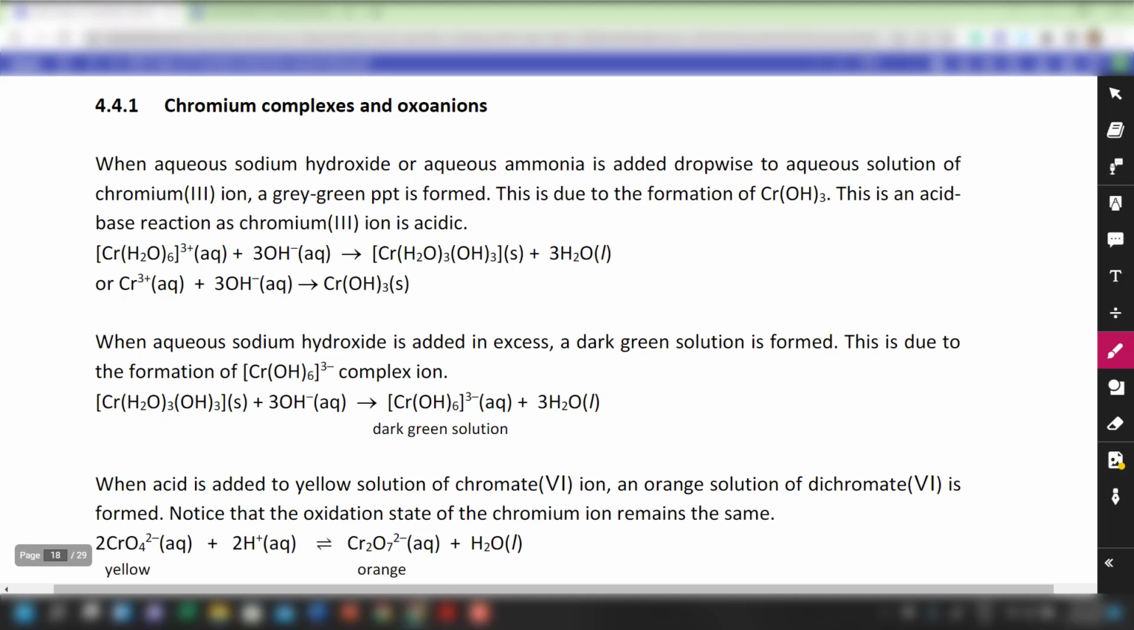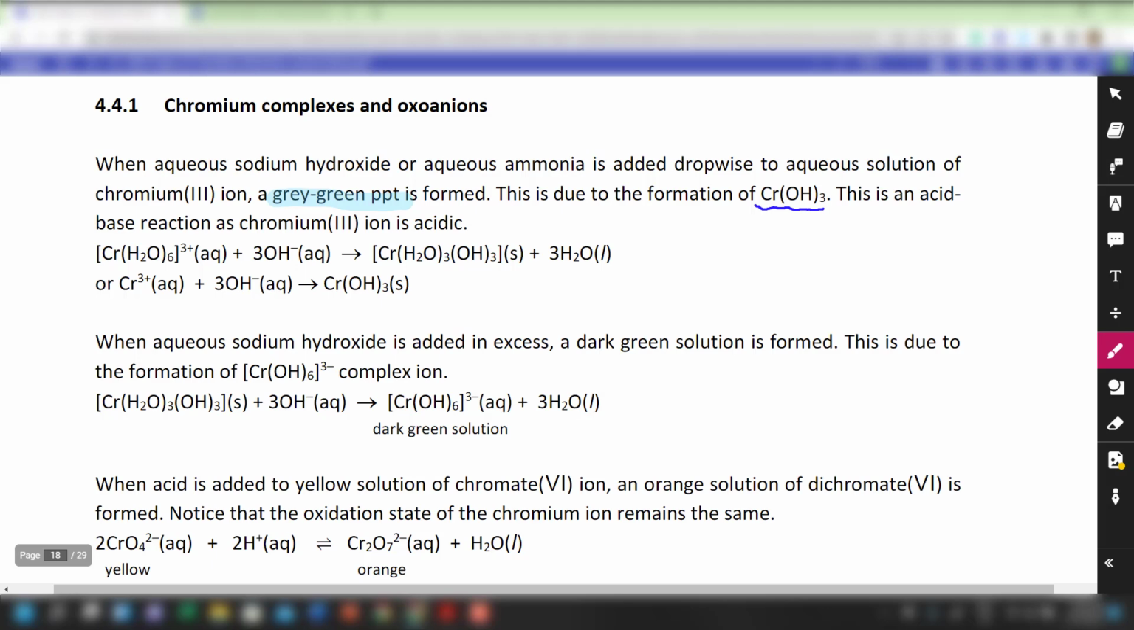Okay, so when aqueous hydroxide or aqueous ammonia is added dropwise, we get a gray-green precipitate. You need to take note of this gray-green precipitate. Many students mistook the dirty green ppt of iron 2 as gray-green for chromium. So you have to observe a little bit carefully. They are quite different. This is due to the formation of chromium 3 hydroxide. It's actually an acid-base reaction, or you can view it as a precipitation involving chromium 3 and OH minus.